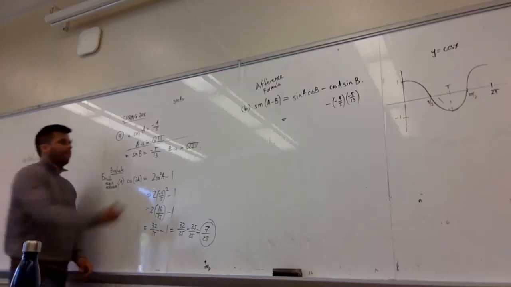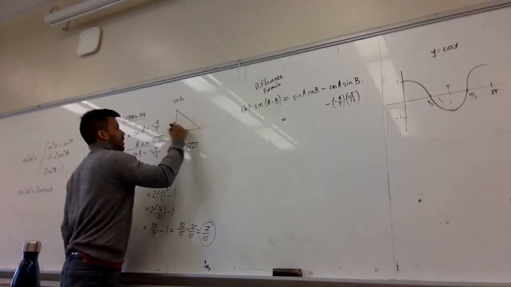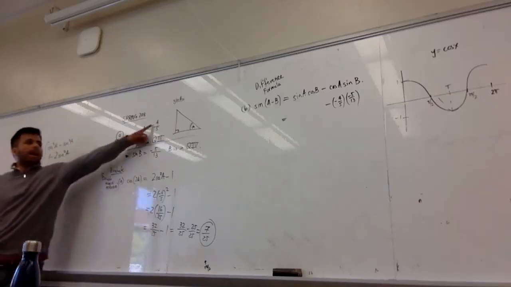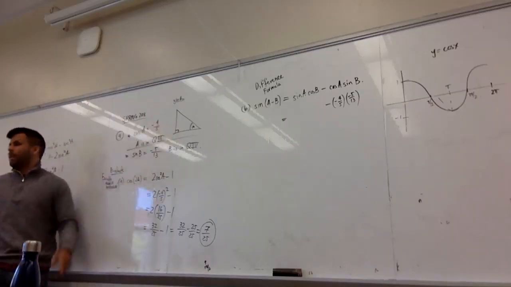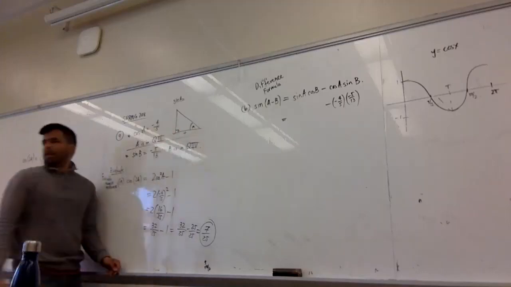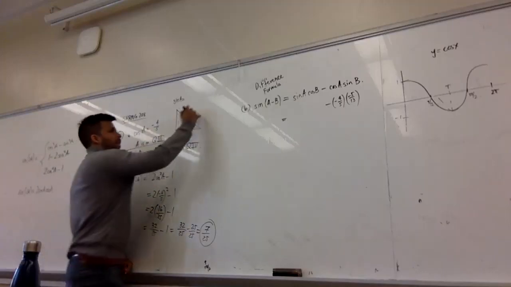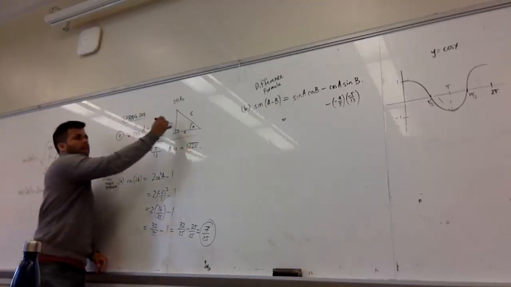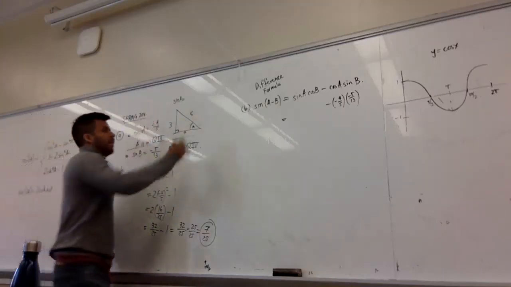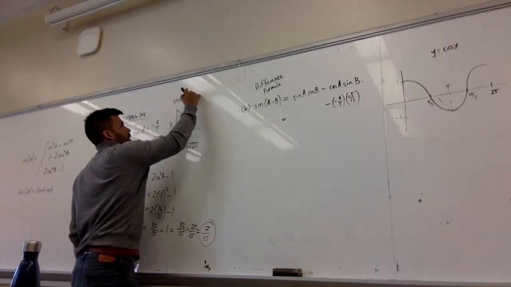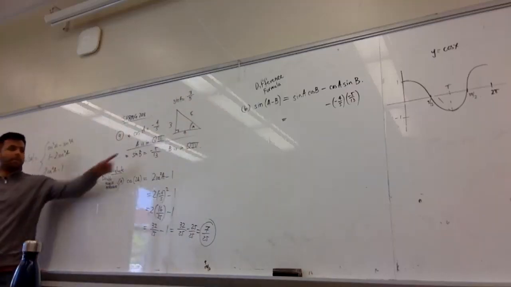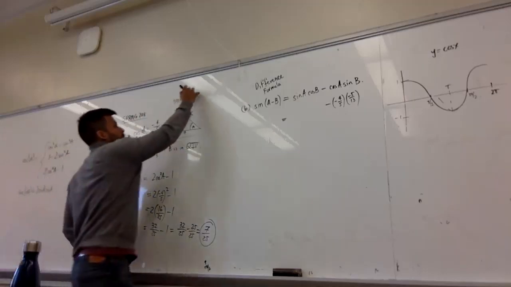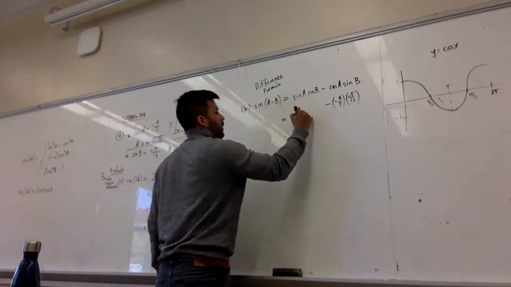Draw a triangle. I know the triangle has angle A, and I know the adjacent side is 4. Hypotenuse is 5. But wait a minute, this is a 3-4-5 triangle. So what's sine of A? 3 over 5, isn't it? But I'm in the what quadrant? So then sine has to be negative. So this is negative 3/5.